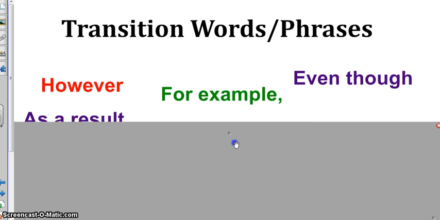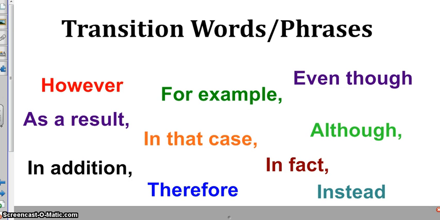So some transition words or phrases that you might know are however, for example, even though, although, as a result, instead, etc. You can see the list goes on and on here. Let me give you an example of a real world situation where you can connect your ideas better by using a transition.